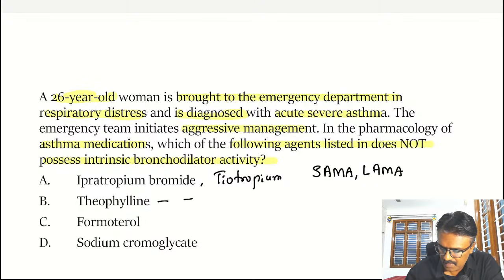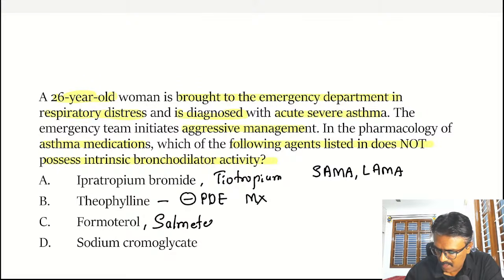So we call them SAMA and LAMA. Theophylline inhibits the enzyme phosphodiesterase and belongs to the methylxanthines. They are also bronchodilators. Formoterol, salmeterol: these are called LABA, long-acting beta-2 agonists. These are also bronchodilators. Then we have salbutamol and terbutaline.